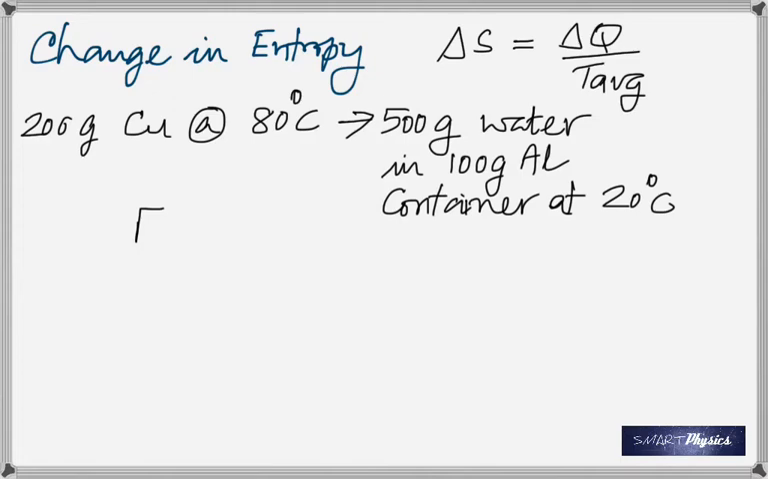Copper has a specific heat, 385 joule per kilogram per Kelvin. Do you remember the specific heat of water at least? 4185 or 4186, but take it as 4185. And that of aluminum is 900.